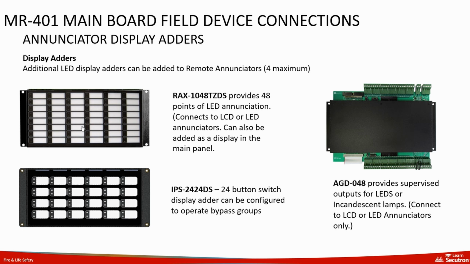Display adders allow for additional display and control and can be connected to system annunciators, up to 4 units. The RAC's 1048 TZDS provides 48 points of LED annunciation. This module can be connected to either the LCD or LED annunciators and can also be integrated directly into the main panel as a display. The IPS 2424DS provides programmable buttons and can be connected similarly. The AGD48 unit supplies supervised outputs for LEDs or incandescent lamps for custom graphic annunciators and can only be connected to LCD or LED annunciators.